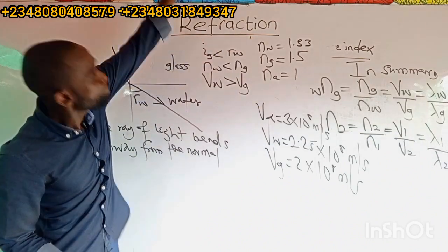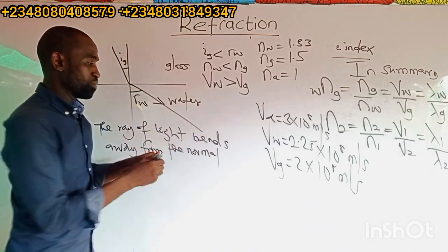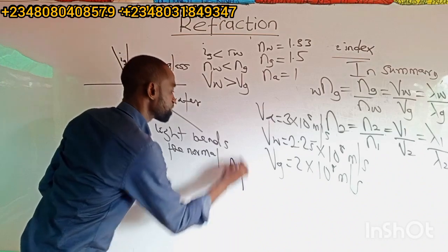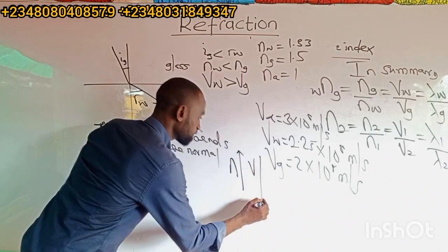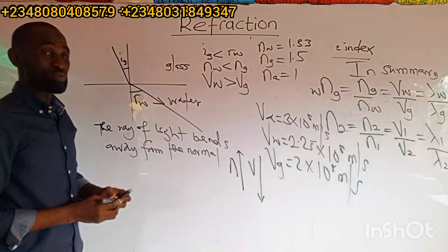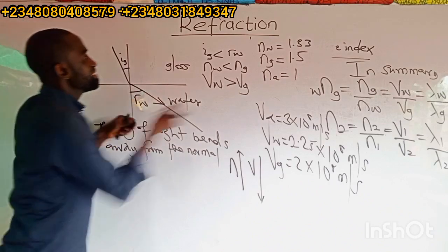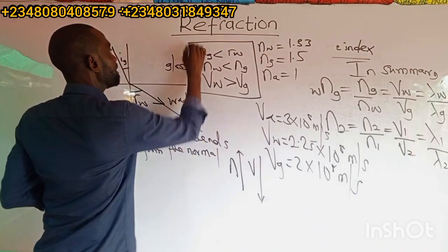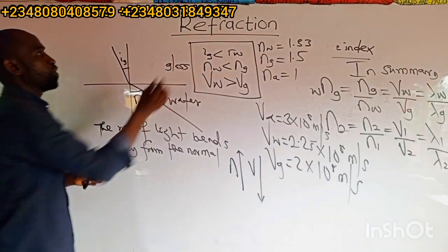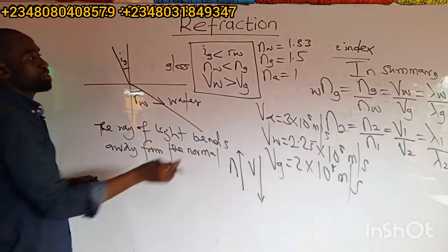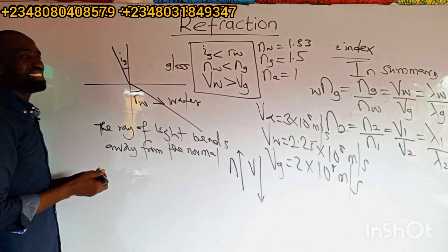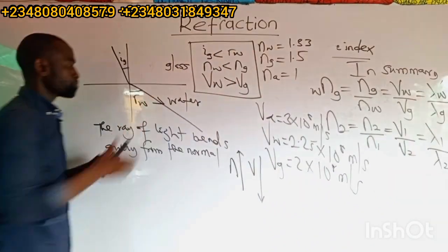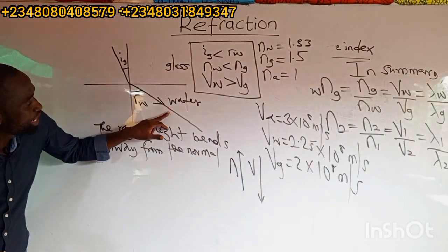And we know that the refractive index is inversely proportional to speed. If the refractive index is increasing, the speed will decrease. Are you with me now? So these are the three things that can make the ray bend away from the normal. They can ask us in terms of angle, refractive index, and speed.